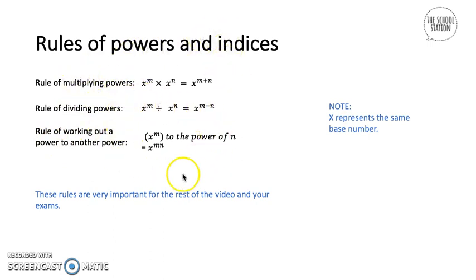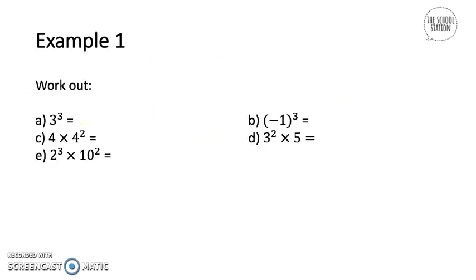So you just have to remember these rules, and you should be good for the rest of the video and your exams. Now that we know the rules, I'd like you to start with one example of the type of question that could come up. Work out these problems: 3 to the power of 3, 4 times 4 squared, 2 to the power of 3 times 10 to the power of 2, minus 1 cubed, and then 3 squared times 5. So pause this video and try these questions.